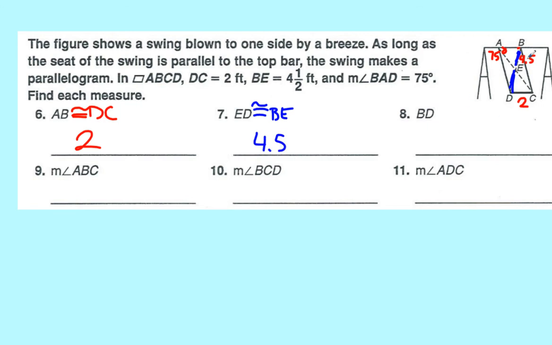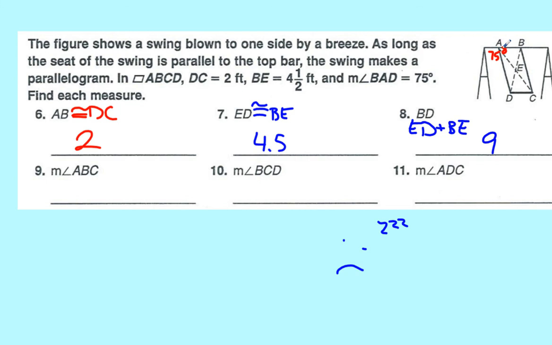And then BD is the entire diagonal, and that's just going to be ED plus BE, or 4.5 plus 4.5, which is just 9. This is super simple. Alright, measure of ABC. So we don't need the side lengths anymore. All we're doing is measure, so I'm going to erase some of this.